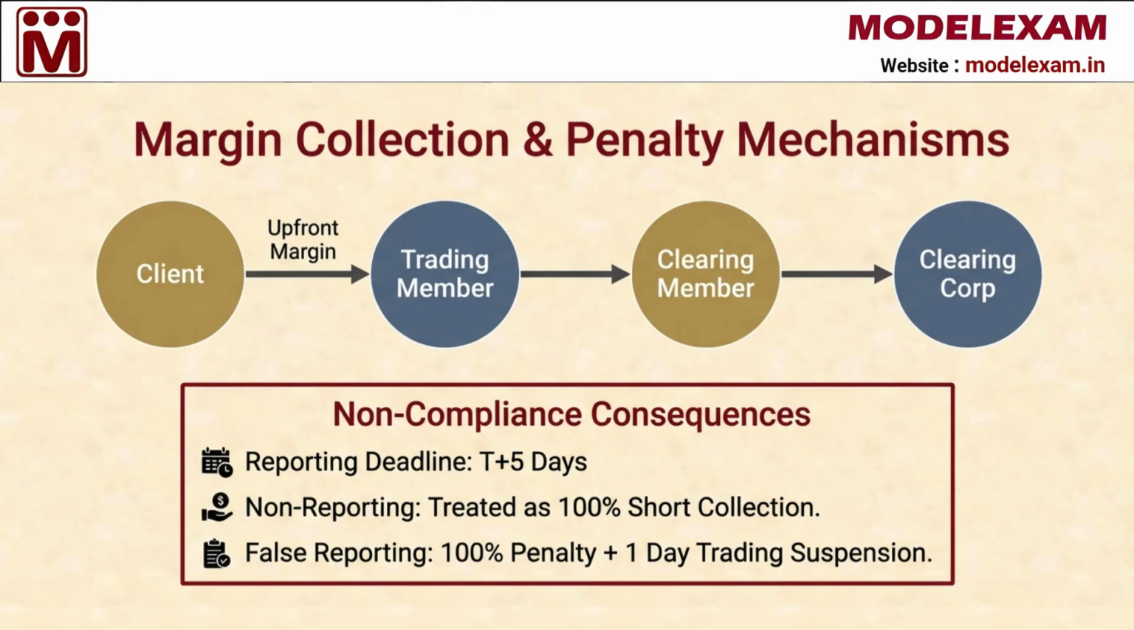Connecting the brokers to the clients, we have the margin collection and penalty mechanisms. Brokers must collect all initial and extreme loss margins from clients upfront, before the trade even happens. If they fail to report this correctly by the deadline of T+5 days, it is treated as a total failure to collect. And false reporting can even lead to a one-day trading suspension and a penalty of 100% of the amount.